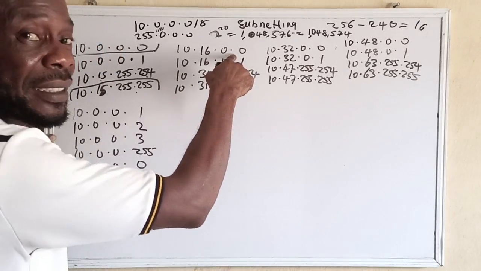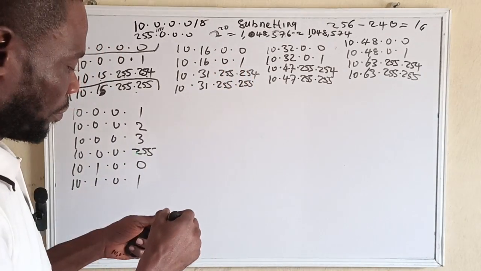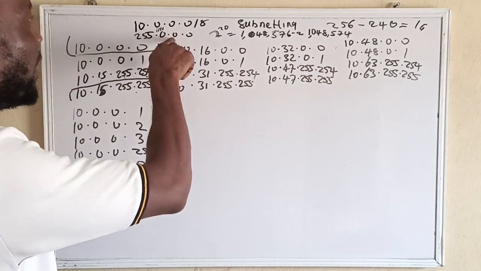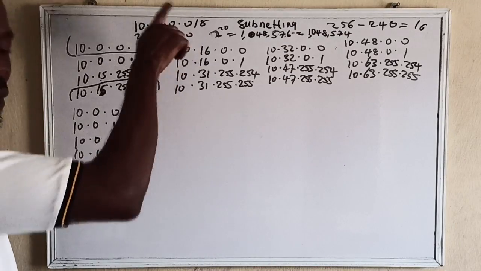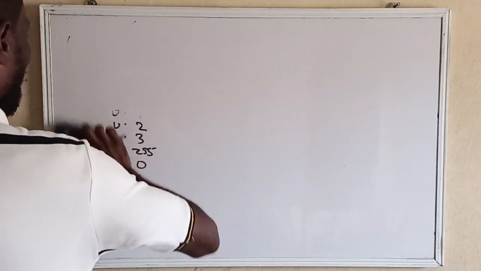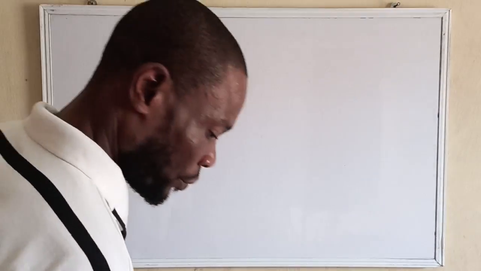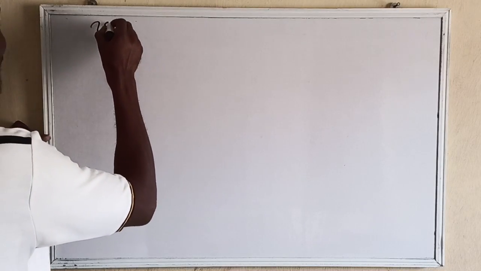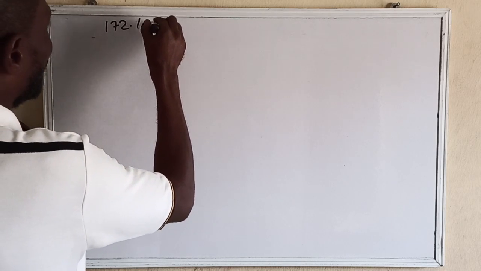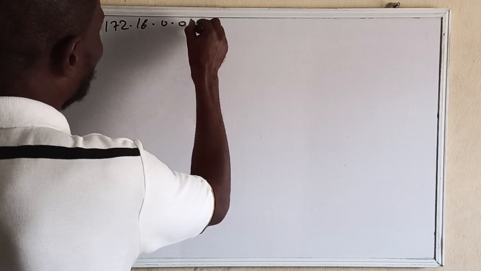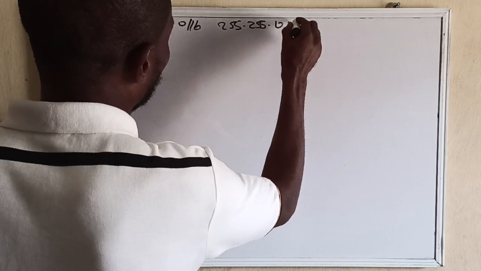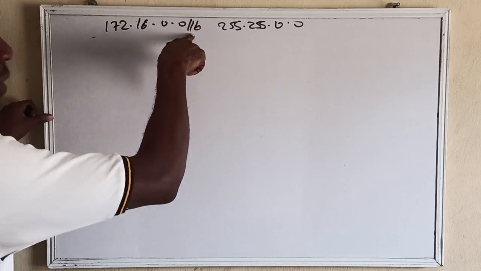We have the next address space up to 16. Here cannot enter it from this address space. So let's get to class B. This is a class B IP address: 172.16.0.0. /16 is the same thing as 255.255.0.0. Now, this is the 16-bit here.